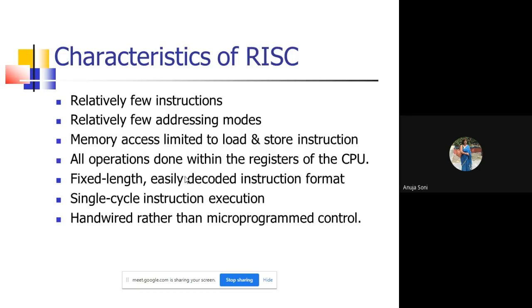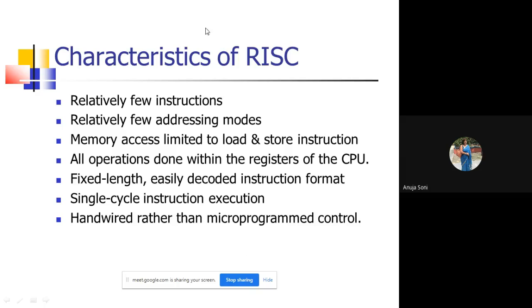And RISC architecture basically supports limited functionality. Relatively few instructions are there, so it is restricted to the functionality of those instructions only. Relatively few addressing modes are there. Memory access also is limited. Only load and store instructions are confined to the memory reference instructions. We get access to only these two kinds of instructions in the RISC architecture.